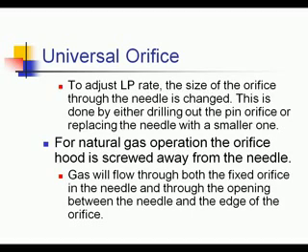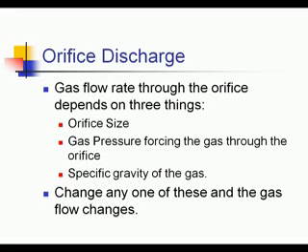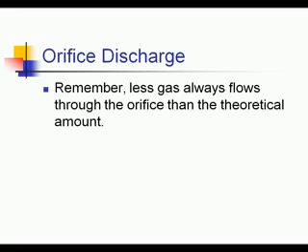To operate the range with LP gas, the orifice hood is screwed down until the tapered needle point completely blocks off the orifice in the hood. The LP gas rate is set by the size of the fixed orifice through the needle. To adjust the LP rate, the size of the orifice through the needle is changed. This is done by either drilling out the pin orifice or replacing the needle with a smaller one. For natural gas operation, the orifice hood is screwed away from the needle. The gas will flow through both the fixed orifice in the needle and through the opening between the needle and the edge of the orifice.